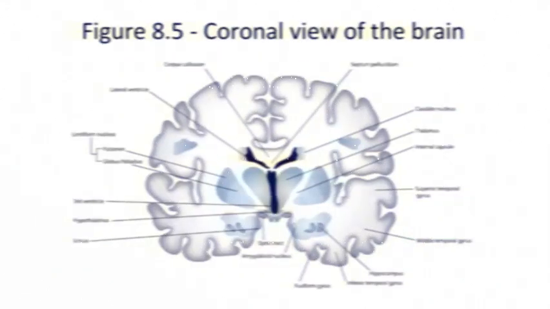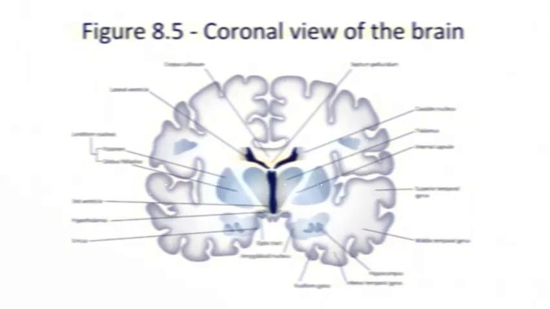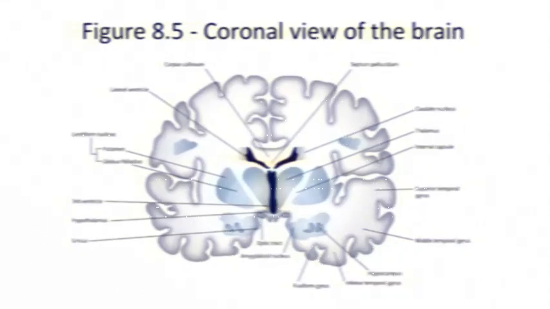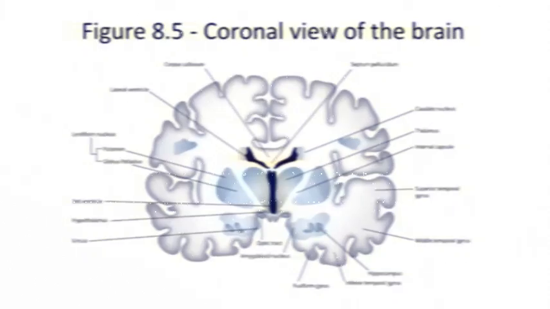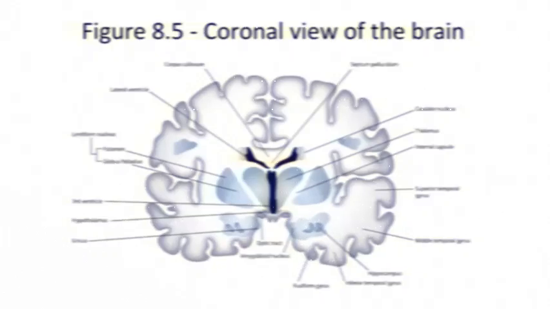This is figure 8.5 from your text, which shows a coronal view of the brain. For step 1, you need to know that the corticobulbar tract is a cranial nerve pathway that connects the upper motor neurons to the lower motor neurons. Remember, all motor information originates from upper motor neurons in the primary motor cortex. This remains true when we talk about the cranial nerves.